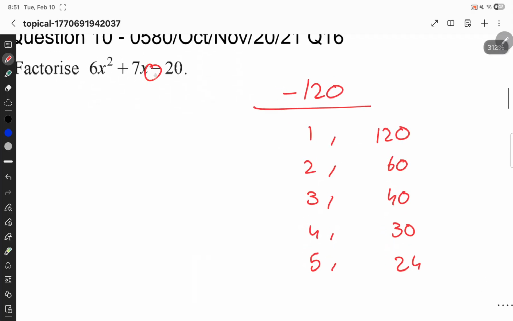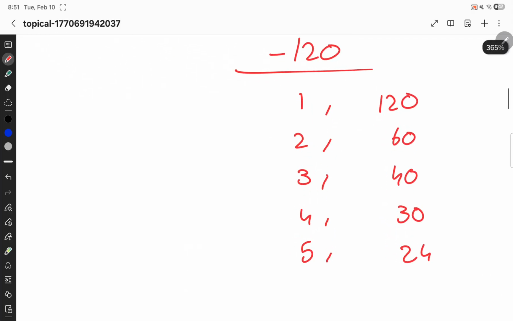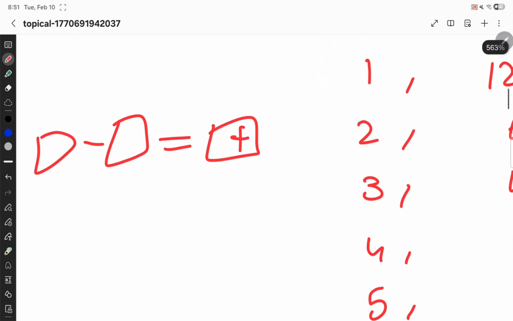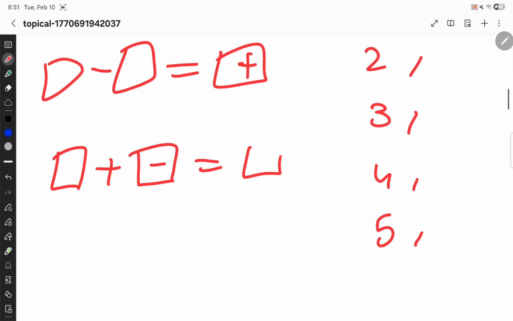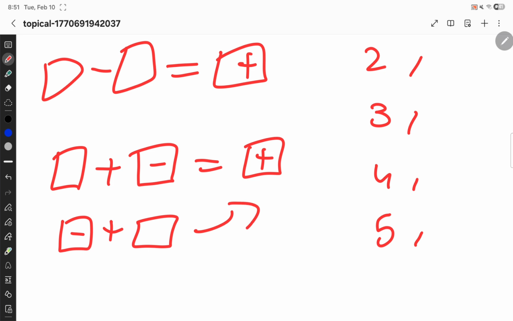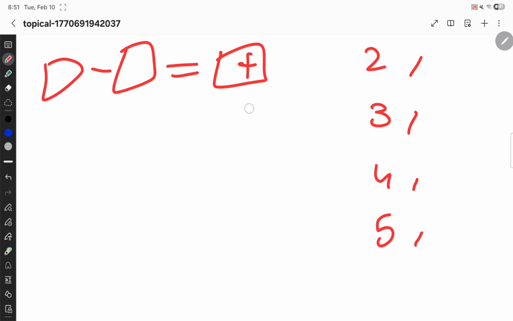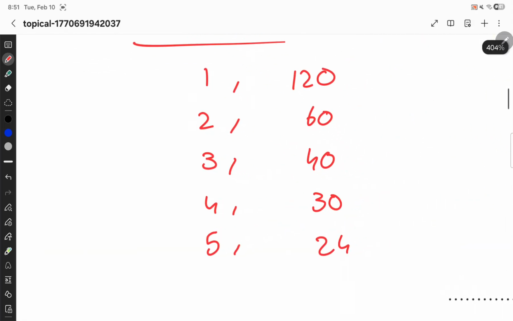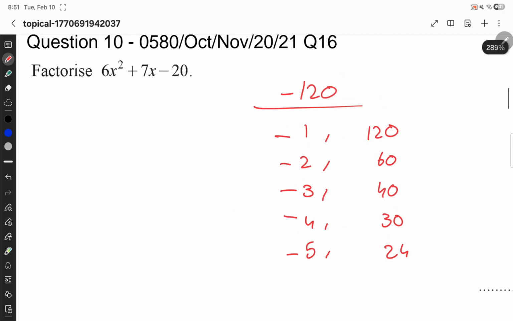Now this is negative and this is positive, meaning we want a subtraction to be positive. Or in simple terms, we want this to be positive, like so. Okay, so let's figure out. Now one row will be negative, so that's why I left it out.